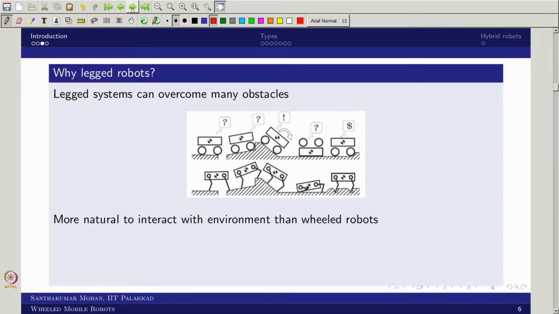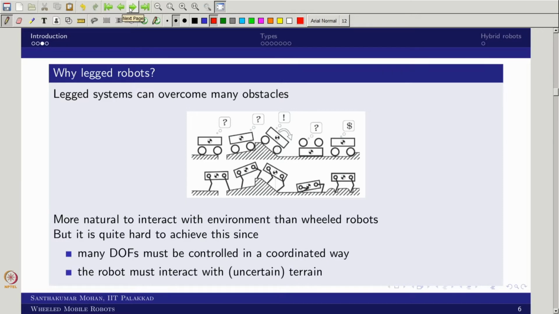The legged system naturally interacts with the environment better than the wheeled robot. But what would be the additional cost? It consists of many degrees of freedom that need to be controlled, that too in a coordinated way. The robot must interact with the uncertain terrain.